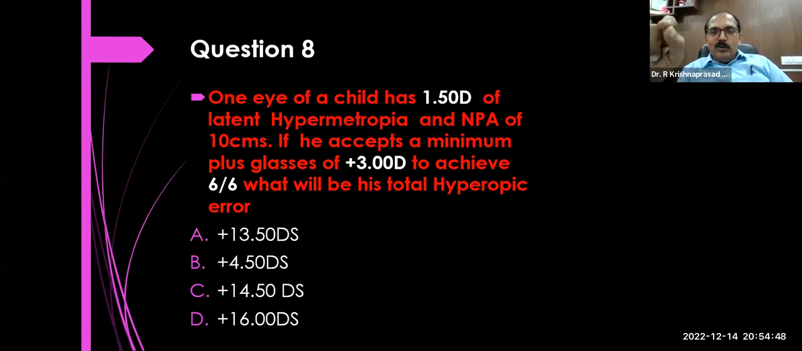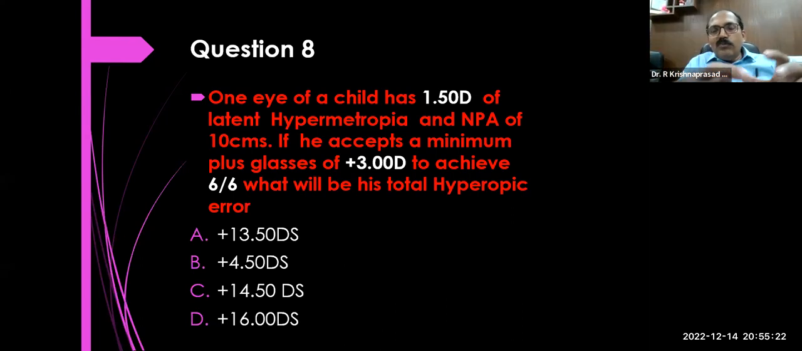Latent hypermetropia is 1.5. And the minimum plus glasses is the absolute hypermetropia. So this is an NP of 10 centimeters, which means they have around 10. So it is 10 plus 3 plus 1.5. We will try to answer this question by understanding how you understand hypermetropia and its different parts. The total hypermetropia is divided into latent and manifest.